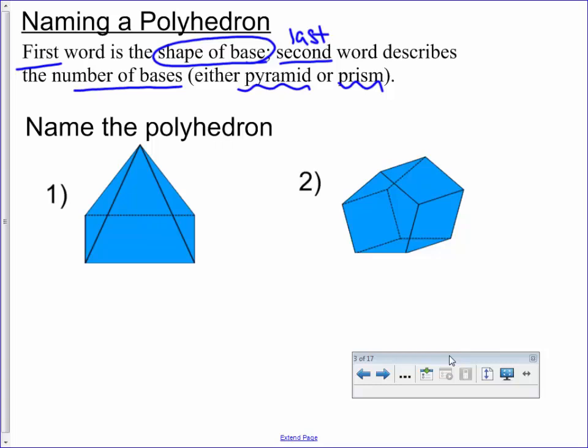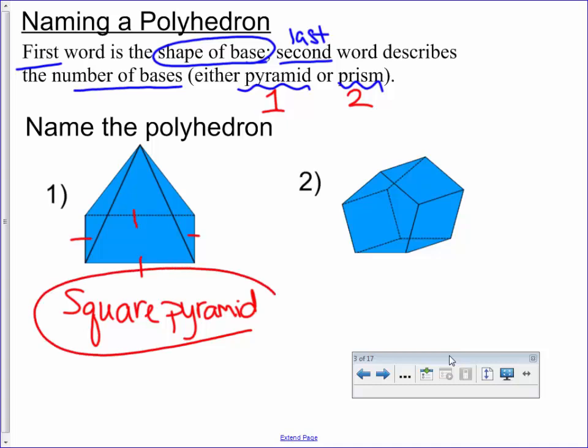So for instance, if I tell you number 1, the base of this, we'll just mark this, is a square. Okay, so the first word would be square, and then we look at how many. If there's only one, then it will be a square prism. I'm sorry, a square pyramid. I listed that wrong. Okay, so this would be 1 and this means 2. So the formal name for this polyhedron is a square pyramid. You can't just call that a pyramid.